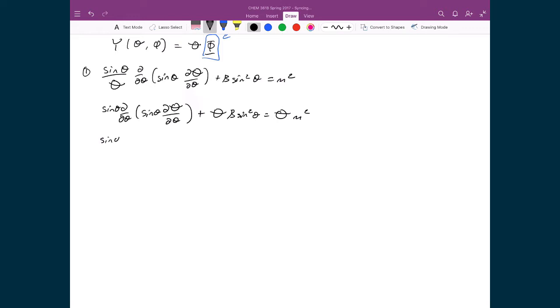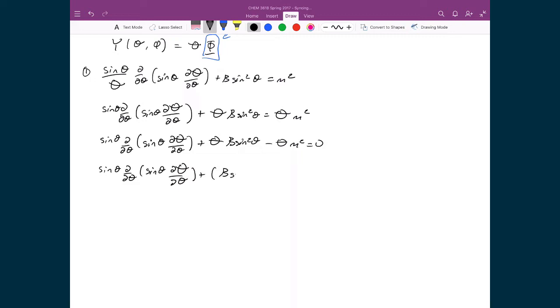What I'm going to do now is move this term on the right-hand side over to the left-hand side. Sine theta d by d theta operates on sine theta d capital Theta by d theta, plus capital Theta beta sine squared theta, minus capital Theta m squared, and that's equal to 0. And then finally, I'm going to distribute out this capital Theta in the second and third terms: sine theta d by d theta operates on sine theta d capital Theta by d theta, plus beta sine squared theta minus m squared, all times capital Theta, and that's equal to 0.